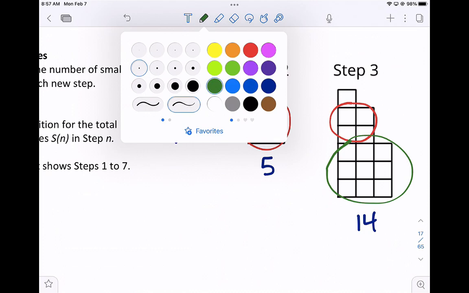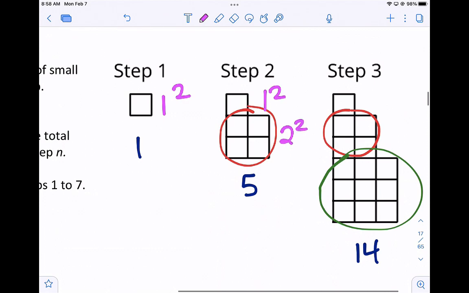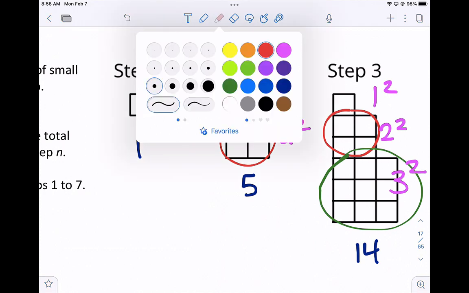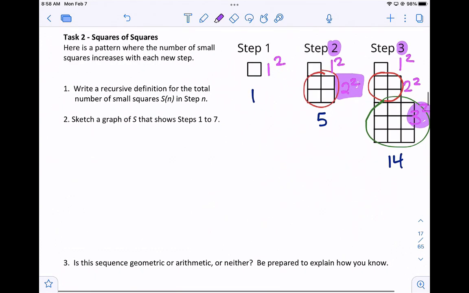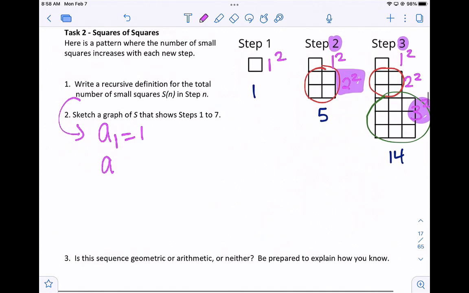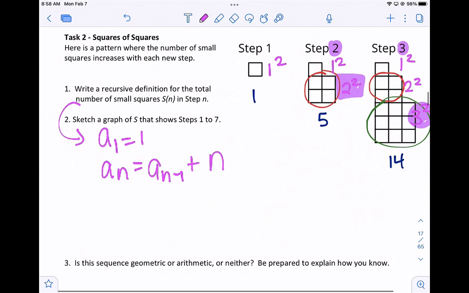And so if you take a look, here's kind of the pattern. This is 1 squared. Here's 1 squared plus 2 squared. 1 squared plus 2 squared plus 3 squared. So you can see every time that it's increasing by the step number squared. So this is step 2, and it's increasing by 2 squared. This is step 3, and it's increasing by 3 squared. So that's going to help us write the recursion. So we would say the first term is 1. To find any term, you take the term before it and add the step number, which is n, squared.